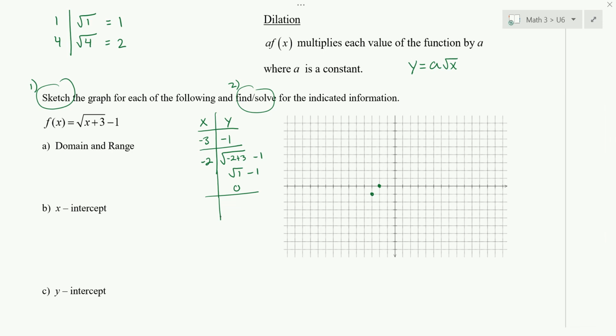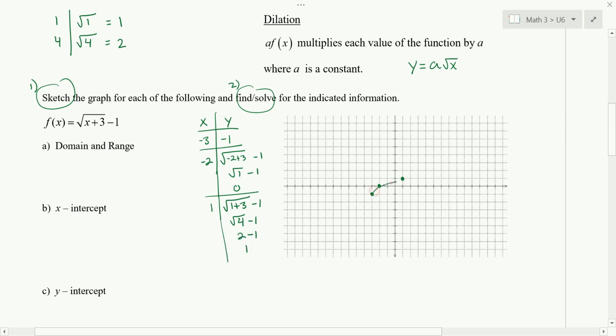Just think about your perfect squares: 0, 1. The next number you want to take the square root of is 4. So what should x be? 1, because we already have a plus 3 there. So I'm going to plug in a positive 1 to create a 4 underneath the square root. So I get 1 plus 3 there, which is the square root of 4, which comes out to be 1. So 1, 1.